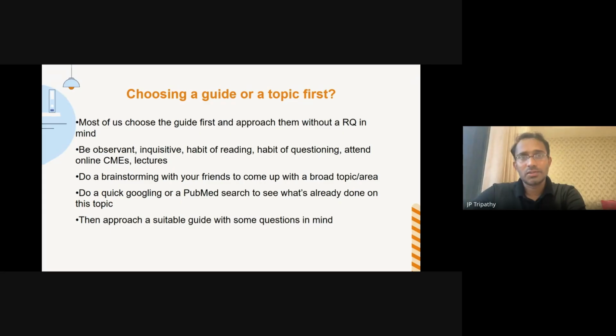What most of us do is we choose the guide first. We approach a guide and say, I want to do an ICMR STS under your guidance, but we approach them without any question in mind. That we do quite often. That is fine, but guides would appreciate more if you come up with some research question.